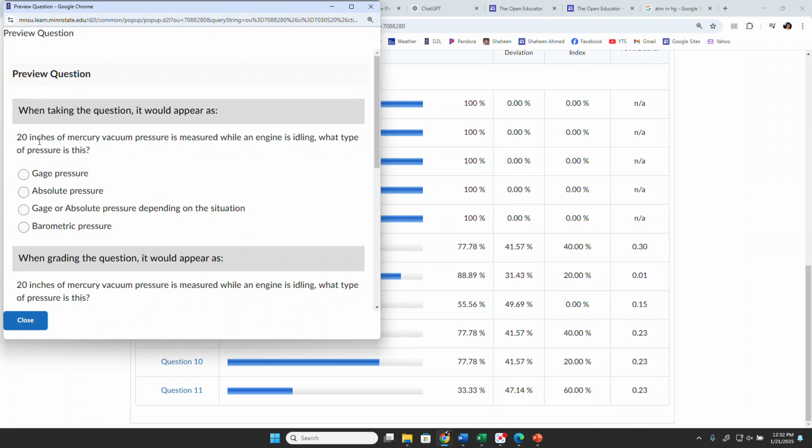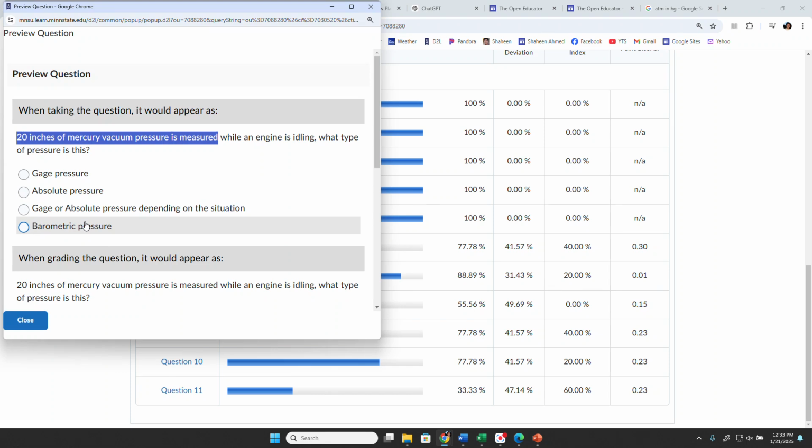So this question is asking that 20 inches of vacuum pressure is measured while an engine is idling. What type of pressure is it? When some pressure is measured, it is measured using a pressure gauge. So it is gauge pressure.